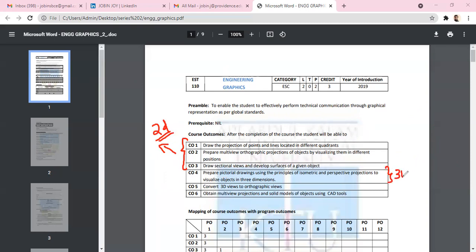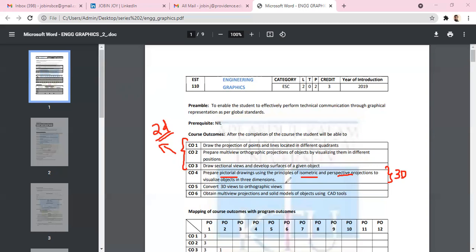CO4, you have to prepare a 3D object. Prepare pictorial drawings using the principles of isometric and perspective projection. So these are the two concepts used for preparing the 3D pictorial drawings, to visualize objects in 3 dimensions.